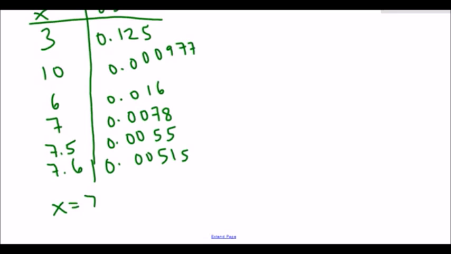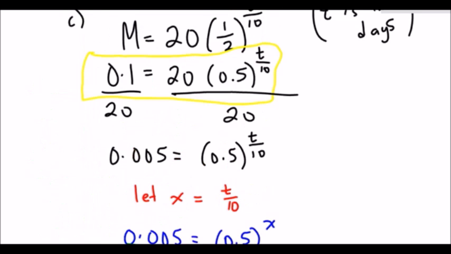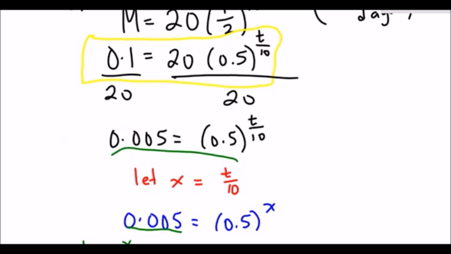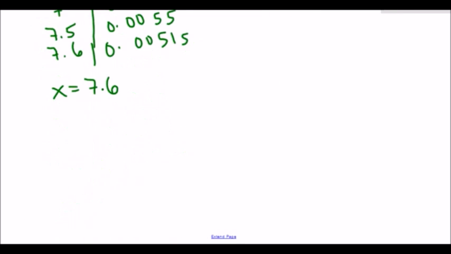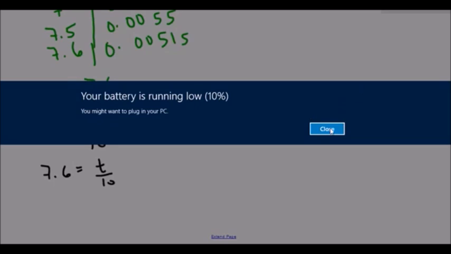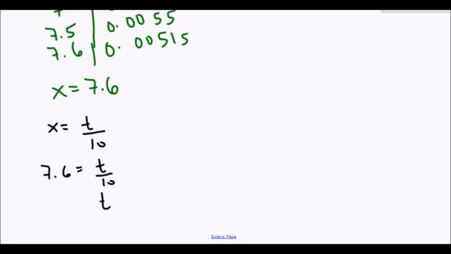I would say that x equals 7.6, but don't forget, I wasn't trying to find x. I was trying to find t. So I need to go back and figure out what t is now that I know a good value for x. So don't forget to do that if you follow my method. I know that x is equal to t over 10, and now that I know that x is 7.6, I can say that t is 76 days.